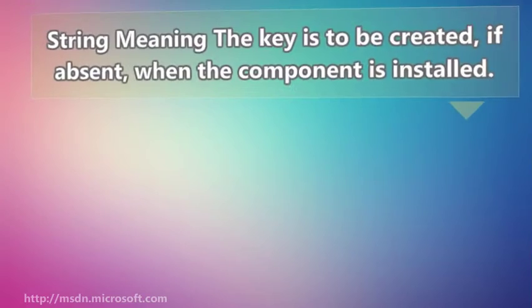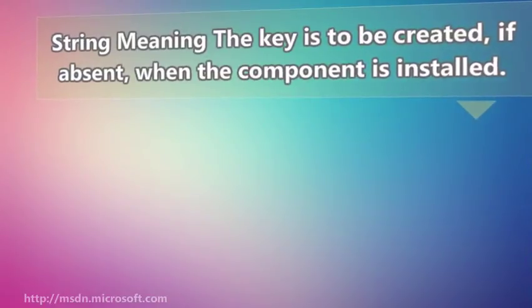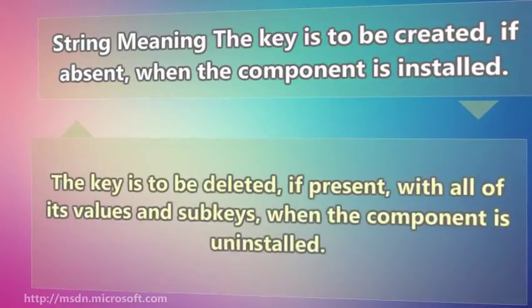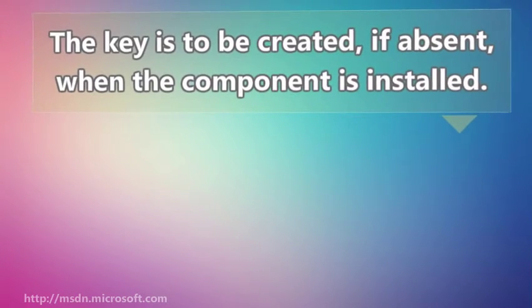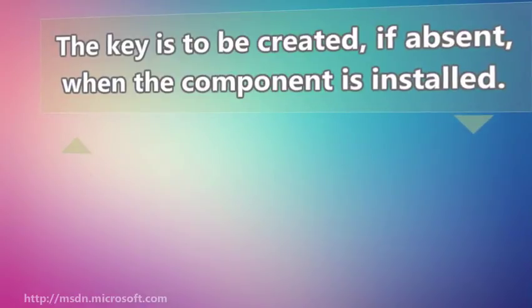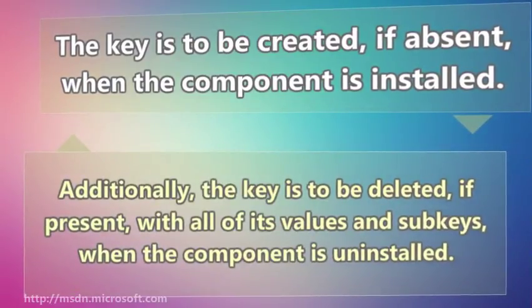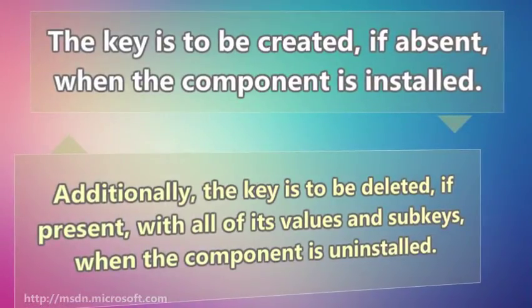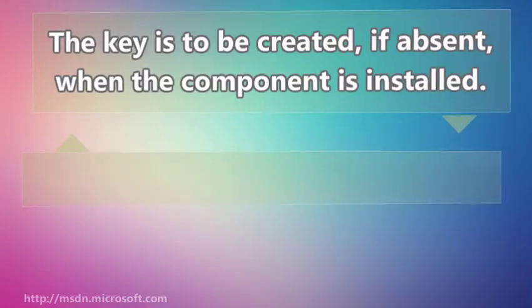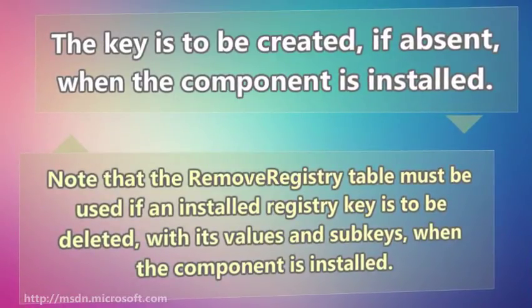String meaning: the key is to be created, if absent, when the component is installed. The key is to be deleted, if present, with all of its values and subkeys, when the component is uninstalled. The key is to be created, if absent, when the component is installed. Additionally, the key is to be deleted, if present, with all of its values and subkeys, when the component is uninstalled. Note that the RemoveRegistry table must be used if an installed registry key is to be deleted, with its values and subkeys, when the component is installed.